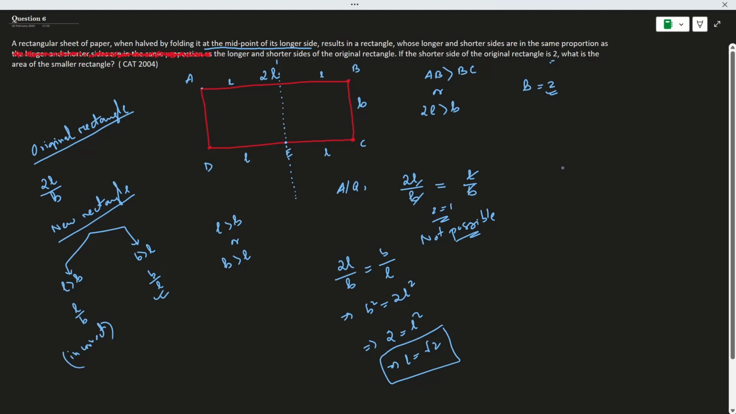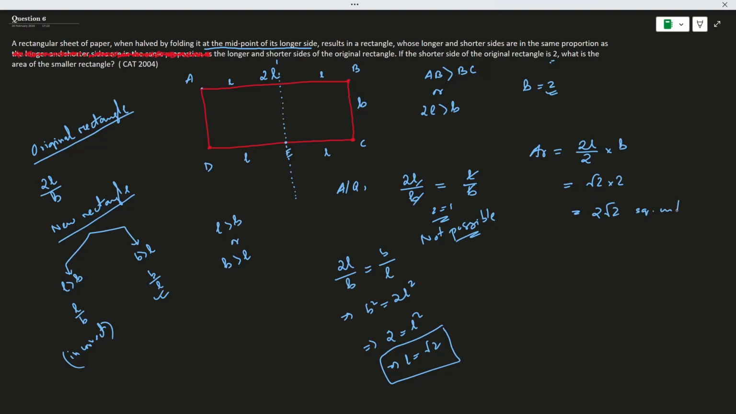So what is the area of the smaller rectangle? Area of the smaller rectangle will be length into breadth. What is the length? Length is 2L by 2, basically L. L into B. What is L? L is root 2. What is B? It is 2. So the answer will be 2 root 2 square units. Very good question. Thank you.